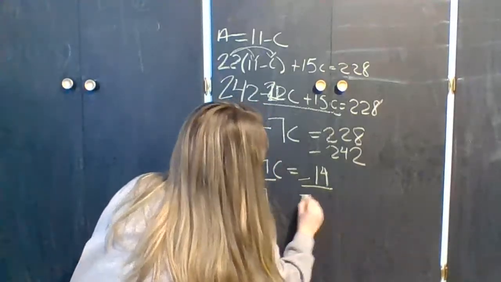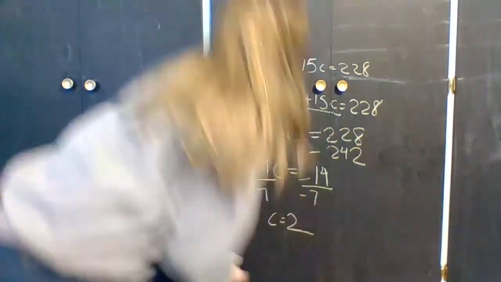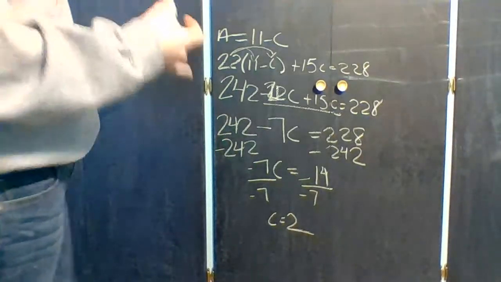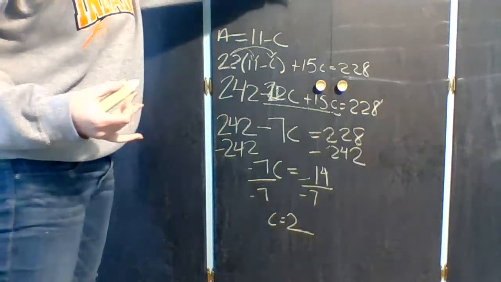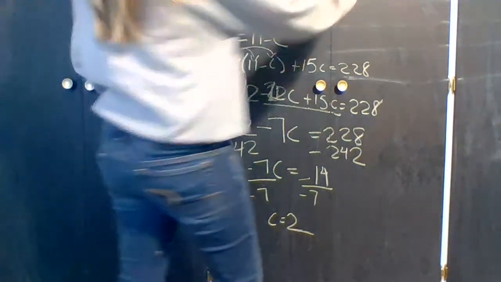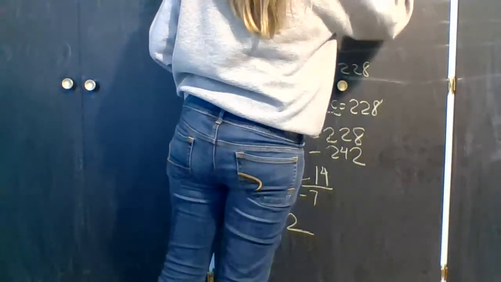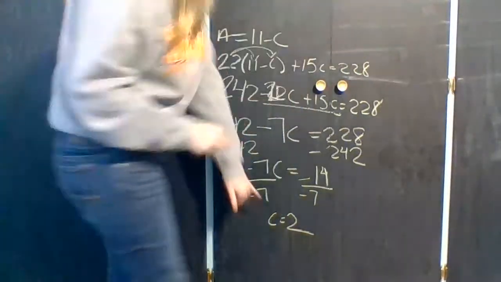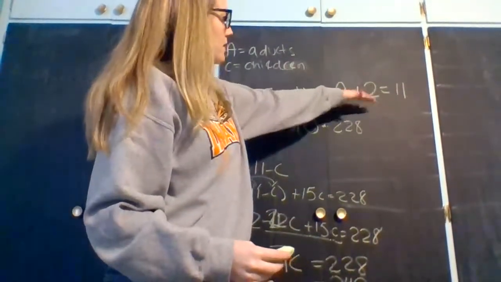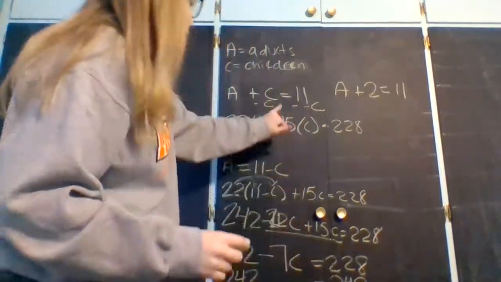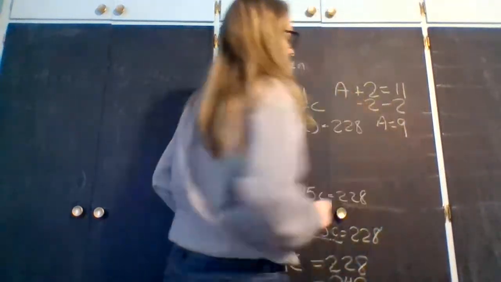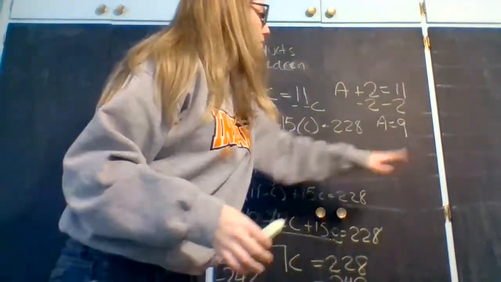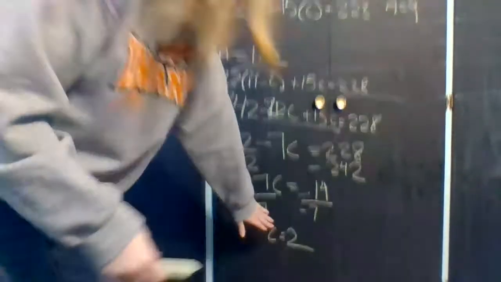So C equals 2. Now, because I know that my children plus my adults has to equal 11, I'm going to plug in 2 here for my C, because that's what I just figured out. Let me bring this up here. So I'm going to solve to figure out how many adults I have by plugging in what I found for C down here. So in this case, I had 9 adults come and 2 children come.